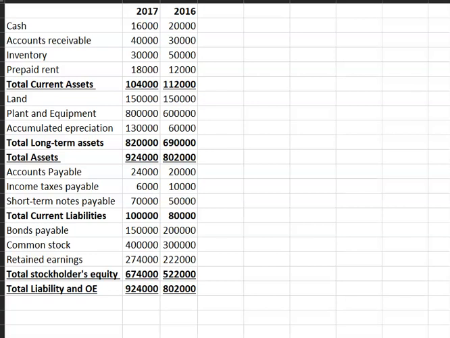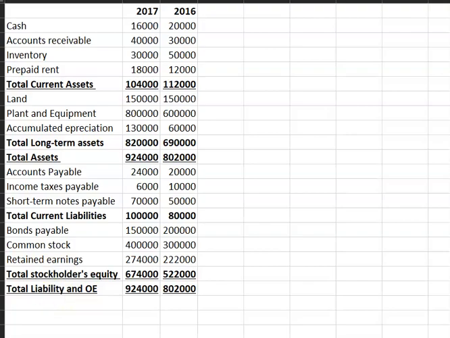I'll be briefing problem 4 from the chapter 13 problem set. To begin, problem 4 provides us comparative balance sheets for Y company for the past 2 years, 2016 and 2017, including everything from the total current assets, long-term assets, current liabilities, stockholders' equity, and owner's equity.